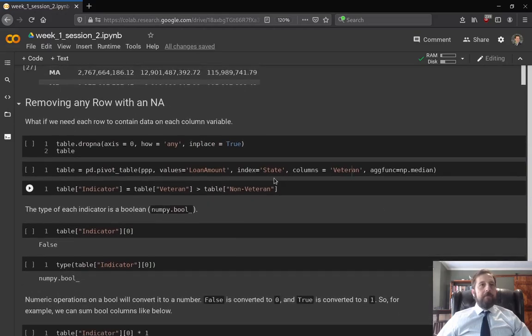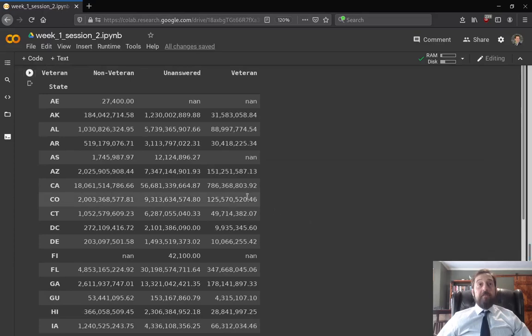So now one thing to think about, it's very common. If you notice here, let's say I wanted to compare veterans with non-veterans. Well, here we see there are no loans to veterans in AE. I'm not sure what territory that is. But we would want to get rid of this, right? And we also need to get rid of American Samoa, because this is also a NaN.